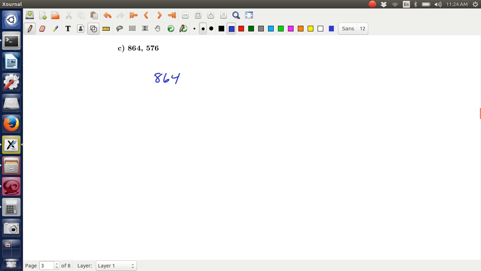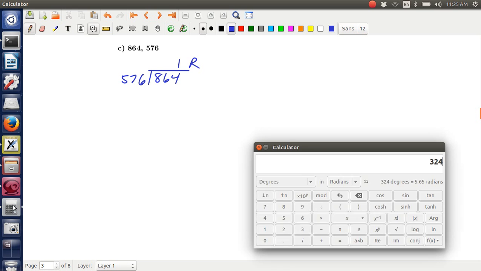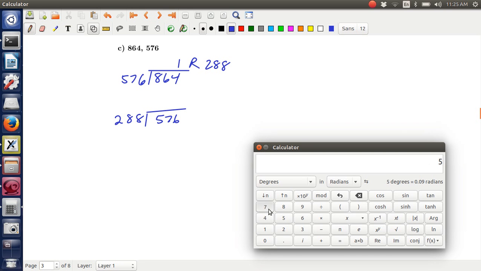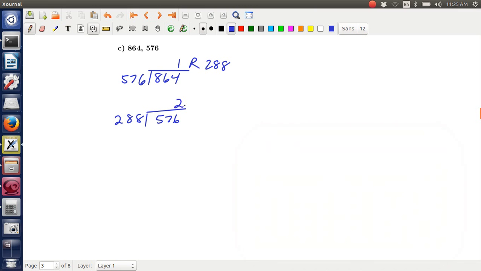Okay, 864 and 576. It's going to be a 1 remainder something, so we don't have to do the division. We can just subtract. 864 minus 576 gives us 288. It looks like too gross for us. It's almost Halloween. Now it looks like we're going to have maybe 4 gross. I don't know. Let's go ahead and do the division. 576 divided by 288. Yeah, it comes out exactly. So this must be the GCF.